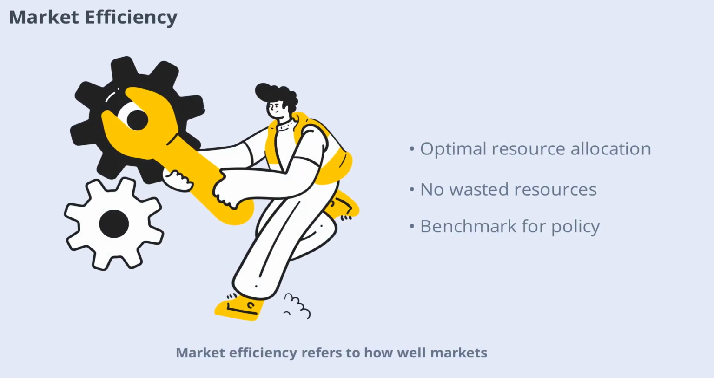Market efficiency refers to how well markets allocate resources to their most valued uses. In an efficient market, goods and services go to those who value them most, and resources are used in the best possible way. Microeconomics studies the conditions that lead to efficiency and the factors that can cause inefficiency, such as market power or externalities. Understanding market efficiency is key to evaluating economic policies and outcomes.